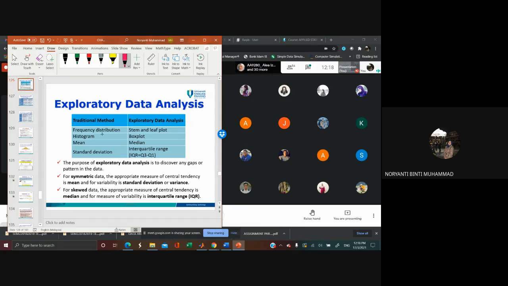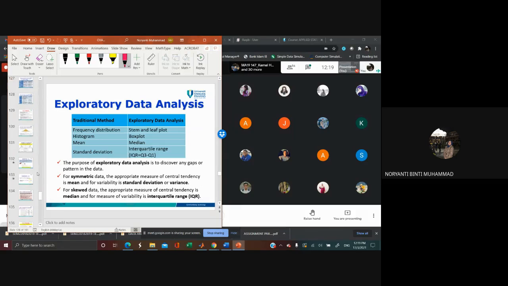So this one you can go through. Okay, you can see. EDA, this is the important thing in EDA, and then you can see here. For symmetric data, the appropriate measure of central tendency is mean. And then for variation or variability is standard deviation and variance. Okay, so this question you have in assignment as well. And then if your data is skewed, so measure of central tendency is median. And then the variability or the variation is IQR. Okay, this one I mentioned just now previously.